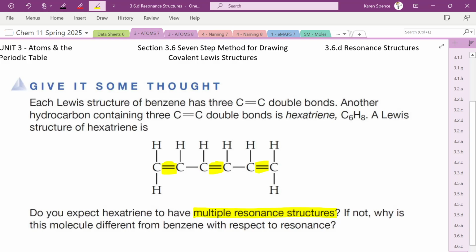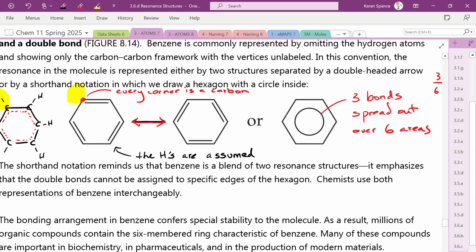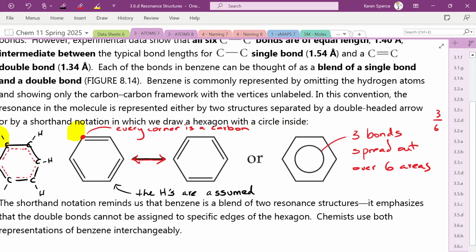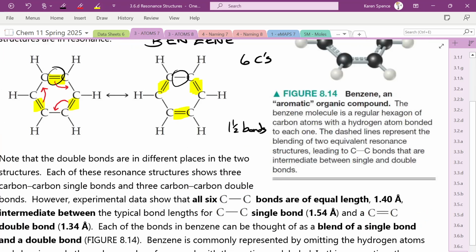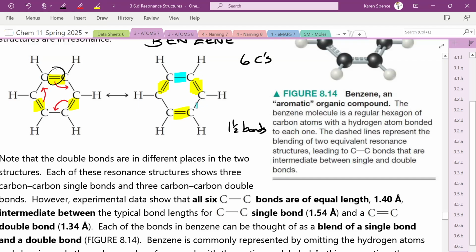Okay, we got a lot of both. Now let's think this through. Let's go back to benzene, and you'll notice that we had alternating single, double, single, double. So if I highlight the single bonds, I've got 3 single bonds, 3 double bonds. And this one can move here. This one can move to the next one. This one can move to the next one.